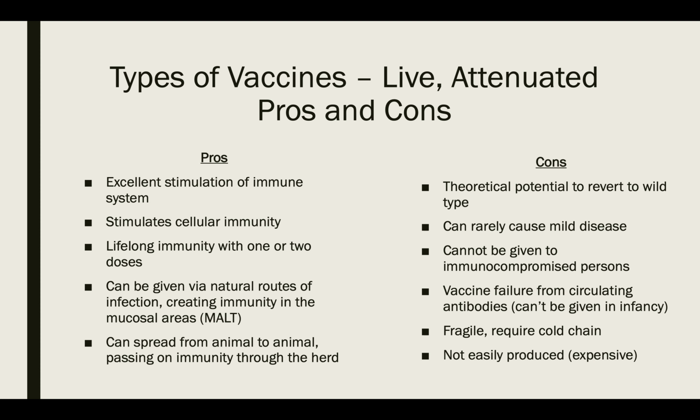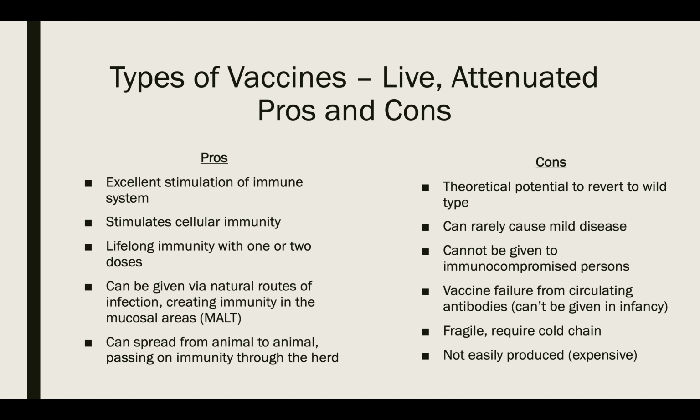And so this is kind of a pro, kind of a con. I mentioned that these live viruses and bacteria can spread from animal to animal or person to person, and that can pass on immunity through a herd. In livestock, it's kind of used as a good thing. In people, it could be a bad thing if you were around someone who's immunocompromised. Anyway, sometimes with these vaccines, they will recommend don't be around someone who is immunocompromised.